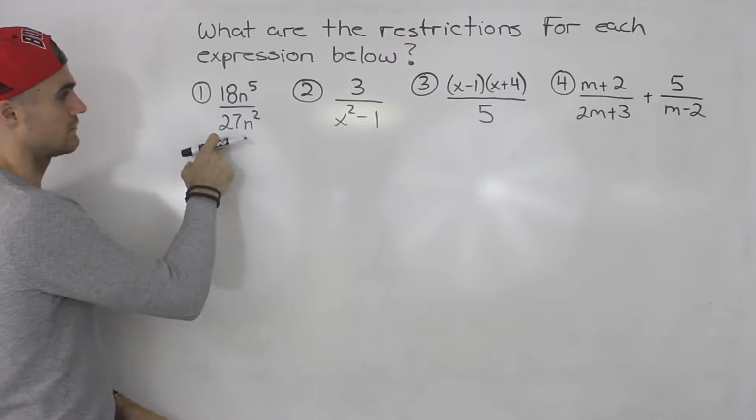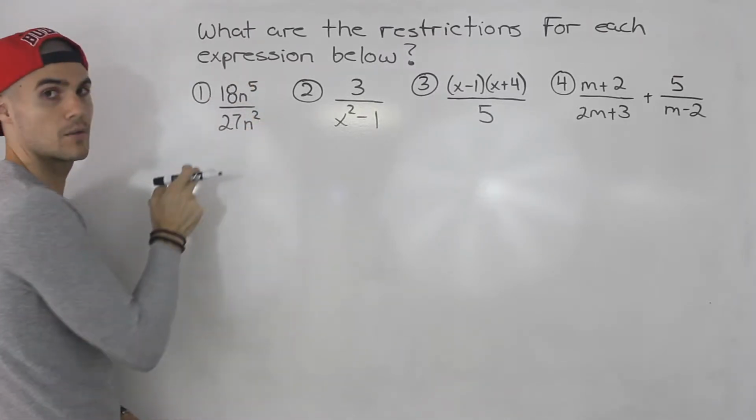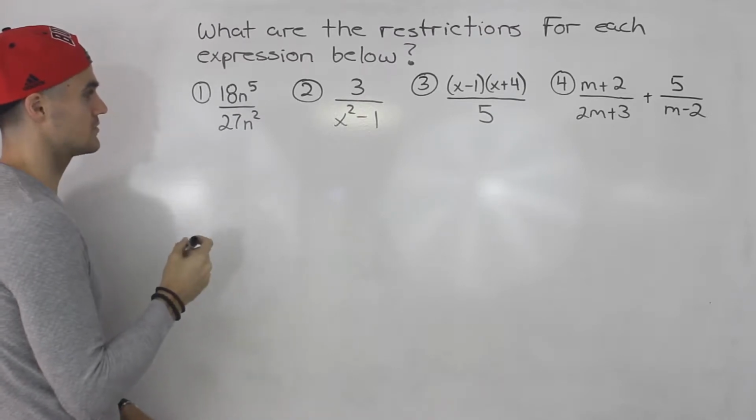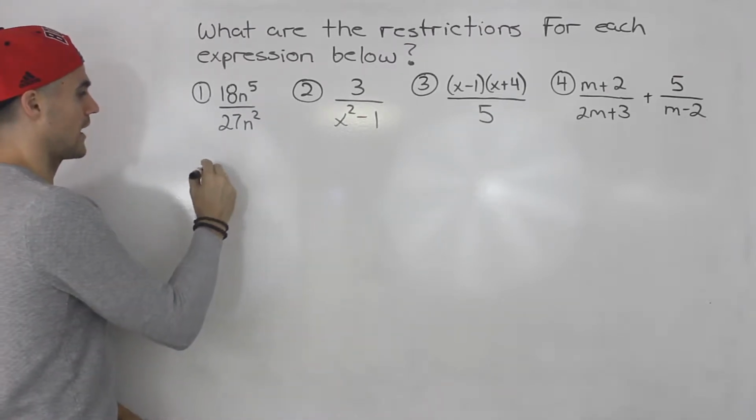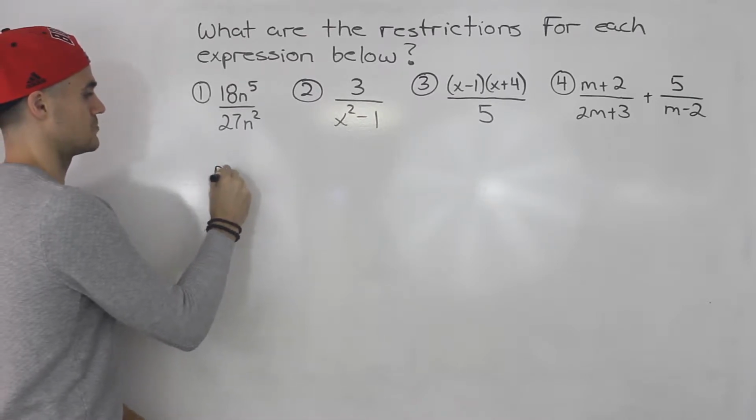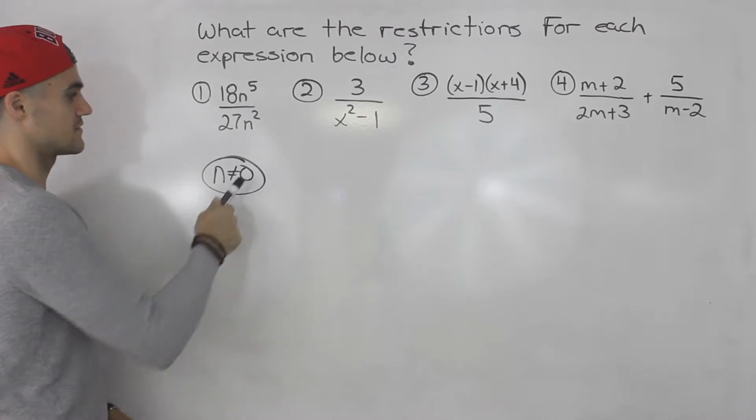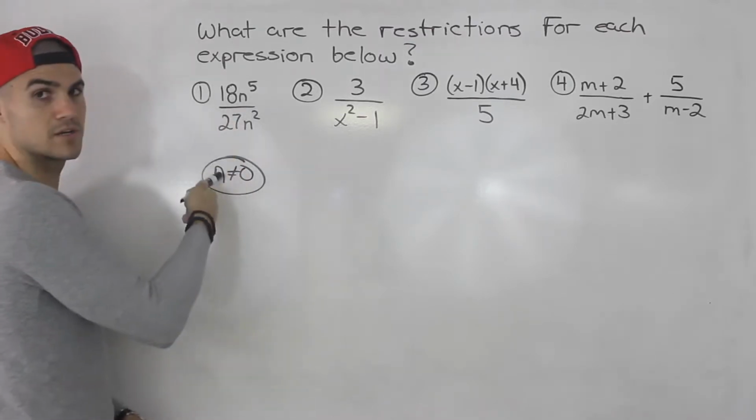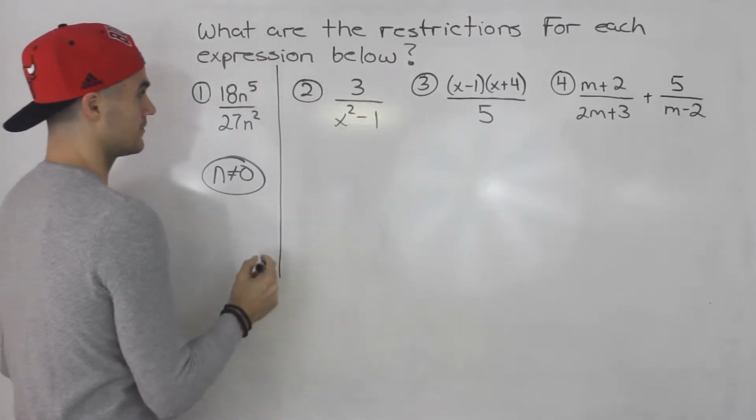So notice here, everything is factored. You can't factor either the numerator or denominator further. So now you look for when does the denominator equal 0. Well, that would happen when n is equal to 0, which means n cannot be 0. That's the restriction. Because if n is 0, the denominator is 0, and you can't be dividing by 0. So that's the answer for number one.